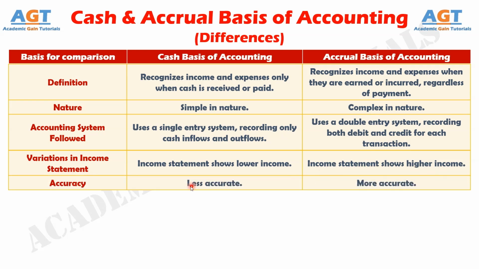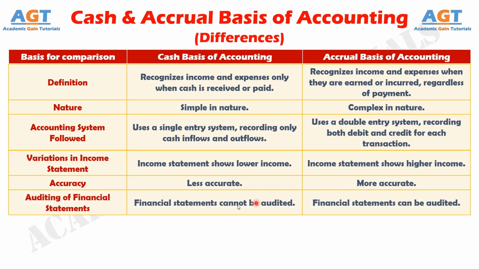Number 5. The cash basis of accounting is less accurate, whereas the accrual basis of accounting provides more accurate financial information. Number 6. Financial statements prepared under the cash basis of accounting cannot be audited, whereas financial statements under the accrual basis can be audited.